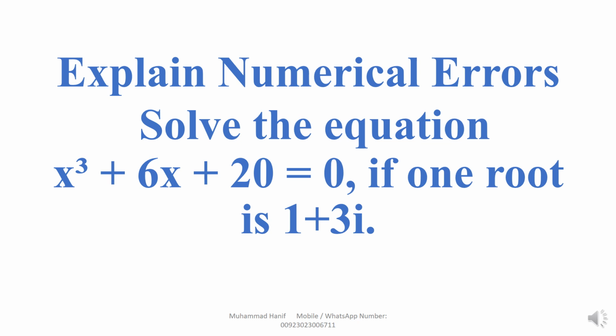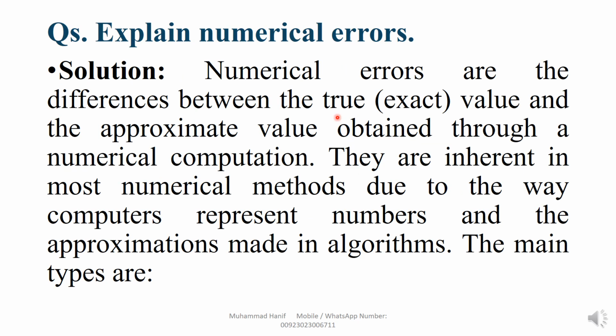Now, today our topic is explain numerical errors. Solve the equation x cubed plus 6x plus 20 equal to 0 if one root is 1 plus 3 iota. Now we solve these questions. According to your questions here is given explain numerical errors.